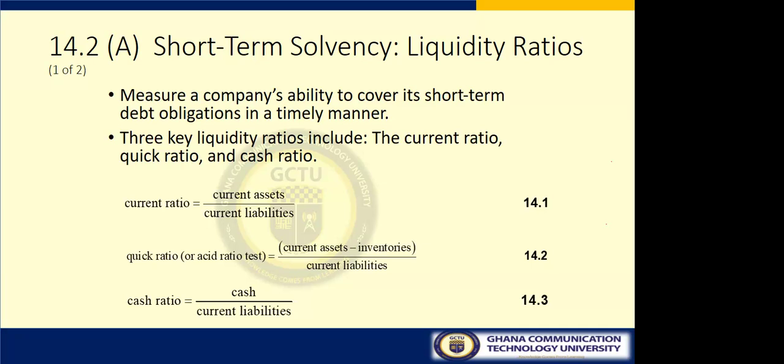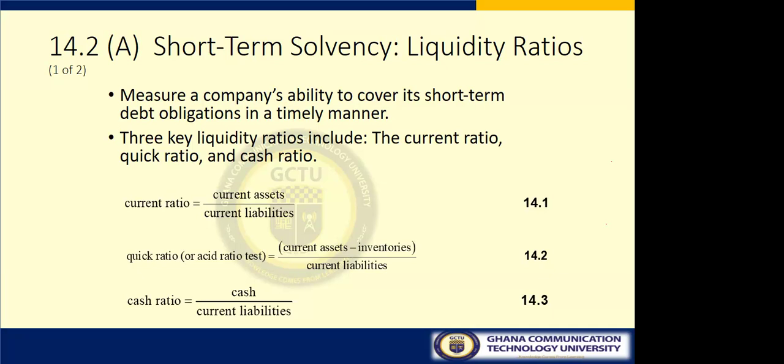But if you want to see the quick ratio, that is the liquid money you have, then you take off your inventories to find out the real money you have. Will you be able to use that money to pay for your short-term debt? That is what you look at in the quick ratio.